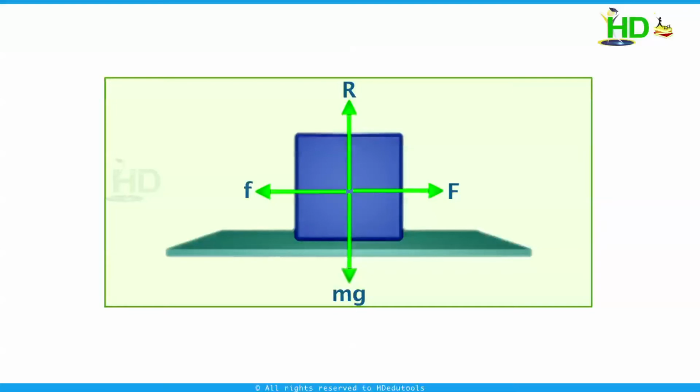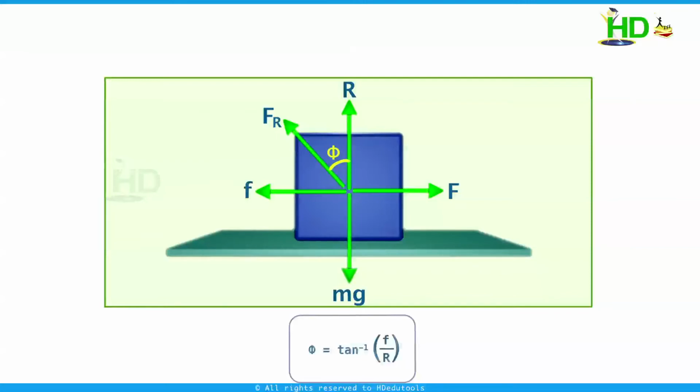Now the resultant of the normal reaction and the frictional force is along this direction. The angle between these two is known as the angle of friction. The angle of friction is nothing but the angle made by the resultant of the normal reaction and the frictional force with the normal reaction. This is the angle of friction.